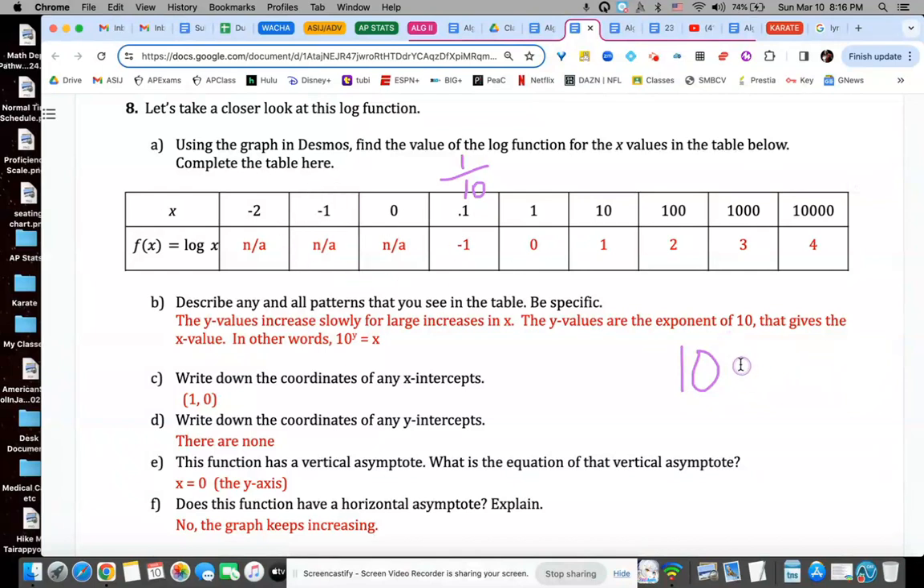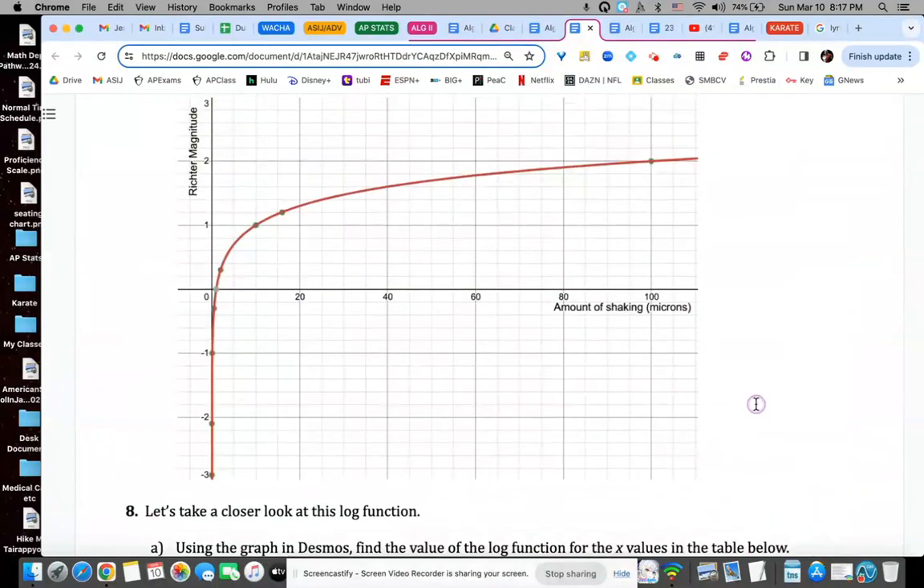Same thing with negative 1. There's no power I could come up with where this would equal negative 1. I can't change a positive into a negative just by putting an exponent on it. It's not going to make any sense. That just will never happen. So that's why you see these are all undefined. It just never happens.